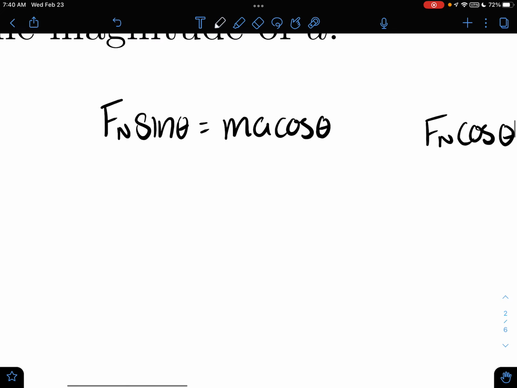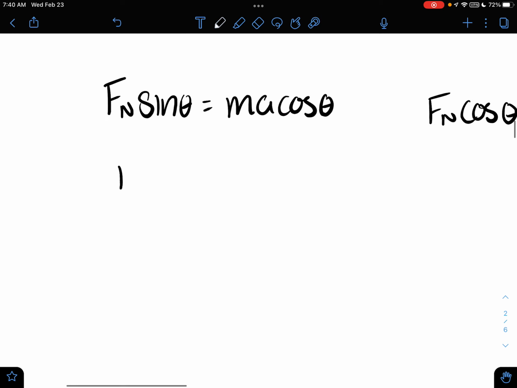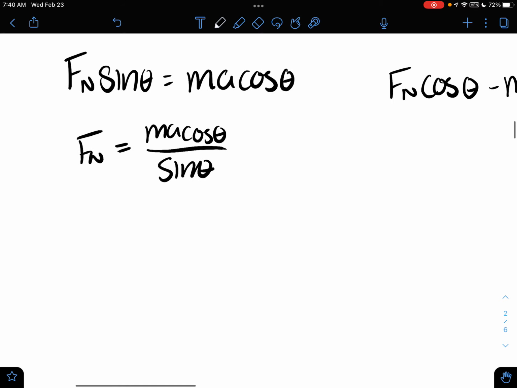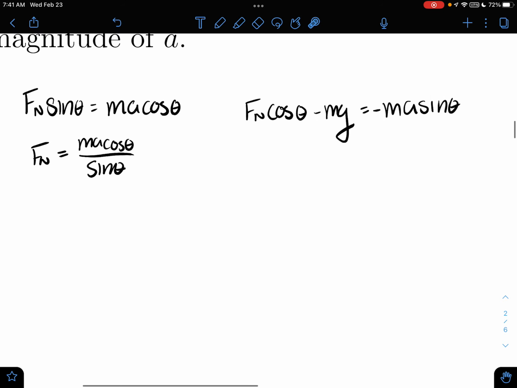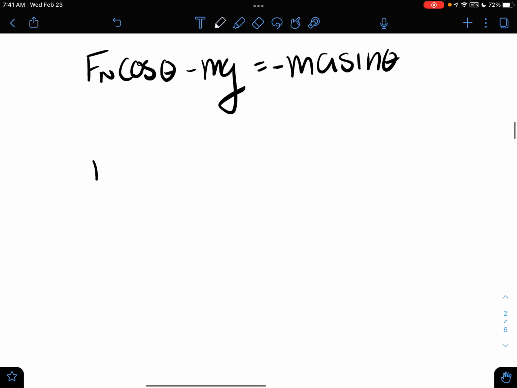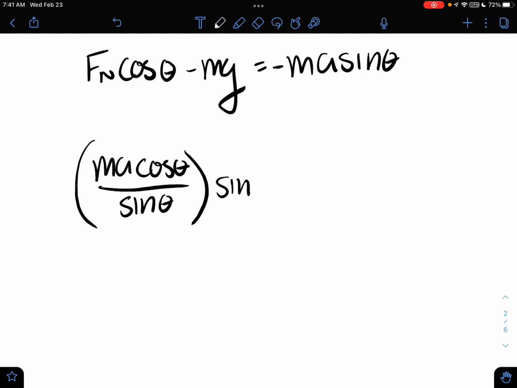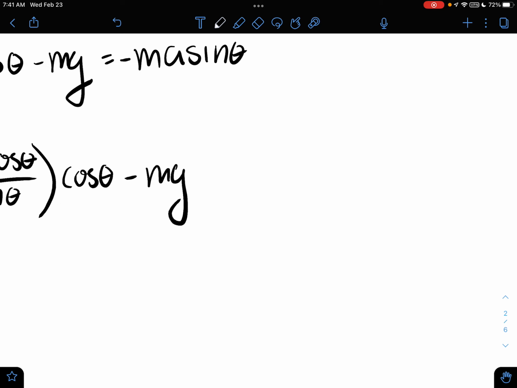So I'm going to hop on over here. I'm going to solve this equation for Fn just because it's a little simpler. Normal force is going to be ma cosine theta over sine theta. Now I'm going to plug this in for Fn over here. So it's going to be ma cosine theta over sine theta times, that's not a sine, that's a cosine, minus mg equals negative ma sine theta.